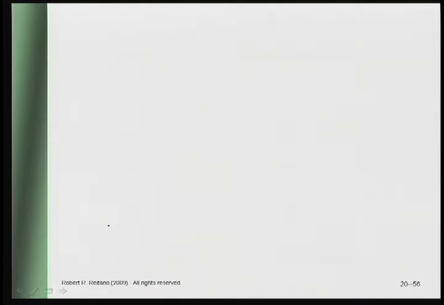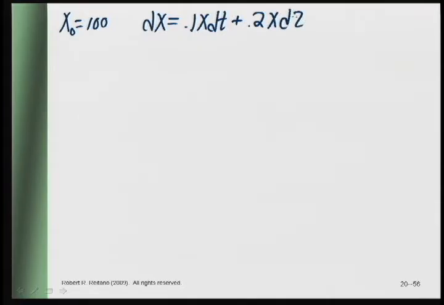We'll now do an example of geometric Brownian motion where we can see the relationship of the various formulas that we looked at earlier. So let's imagine we have a price of x at time 0, which is initially 100. And then we'll use a geometric model, geometric Brownian motion, where dx will be 10% of x dt. And then we'll have a 20% of x dz.